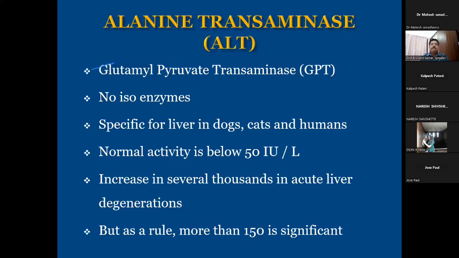When there is severe or acute liver degeneration, it rises in the thousands. But as a rule, in dogs, levels of 100, 150, etc., mean that we can say there is significant liver involvement. 100, 150 levels, etc., give a clear clue that the liver is involved.